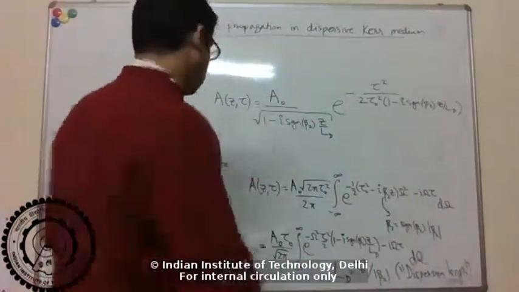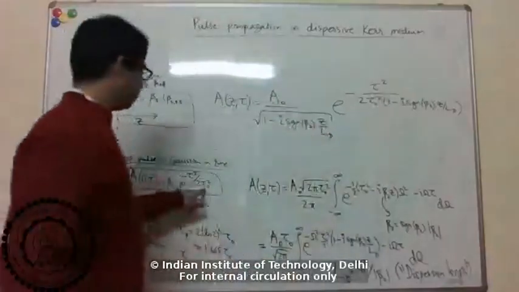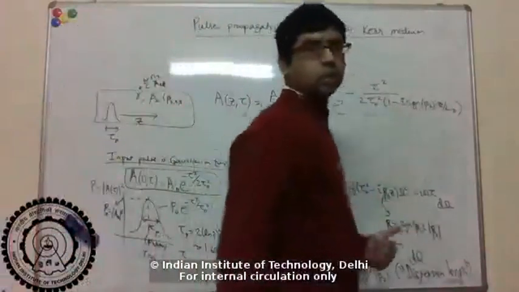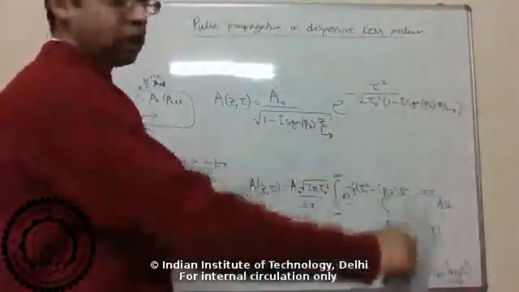and the pulse width in time initially was given by tau naught, but now it's tau naught times something. So we'll see that the pulse has also spread in time. So the pulse width is now broader.